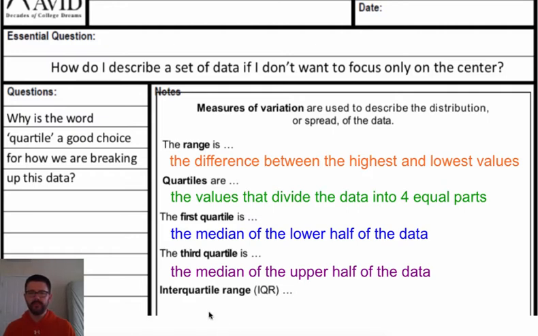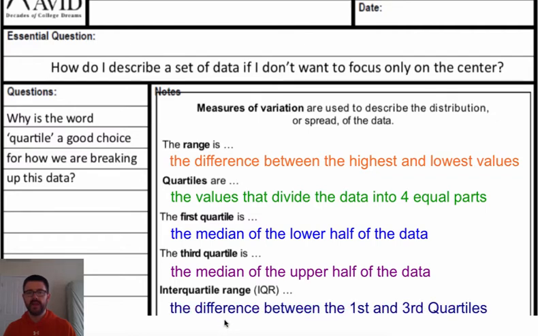And then the last one, the one people have the hardest time remembering, the interquartile range, or the IQR. Basically think of it as the range of the quartiles, the first to third quartile. It's the difference, subtracting, the first and third quartiles from each other. So the range is the difference between all of the values. The interquartile range is just the difference between those 2 quartiles. Make sure you have all that vocabulary down, and then hit play, and we'll continue on.